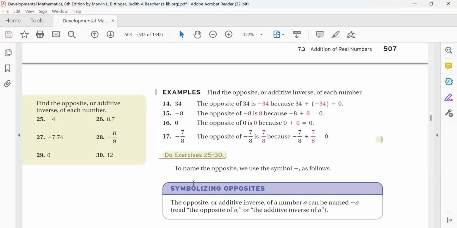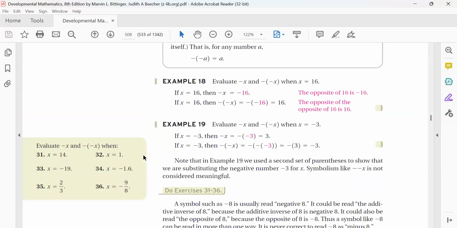It says to find the opposite, or additive inverse, of each of the numbers. So for 25, the additive inverse is positive 4. For 26, it is negative 8.7. For 27, it is positive 7.74. For 28, it is positive 8 over 9. For 29, it is 0. And for 30, it is negative 12. So these are the numbers we tried.